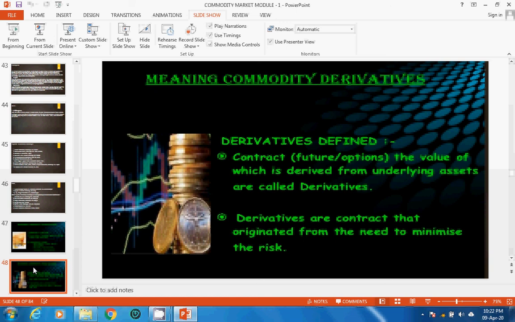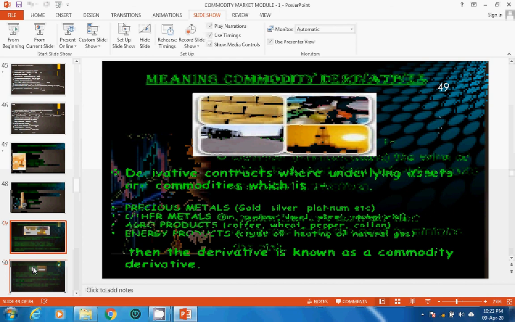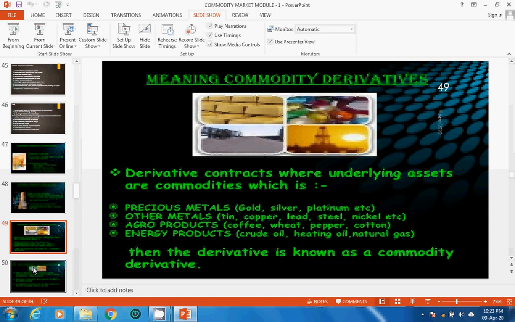Derivatives are contracts, the value of which is derived from underlying assets. Derivatives are contracts that originated from the need to minimize the risks. A derivative contract where the underlying assets are commodities, like precious metals, agro products, energy products, where the value of these underlying assets influences the contract that exists between the parties in the derivative market, is known as a commodity derivative.